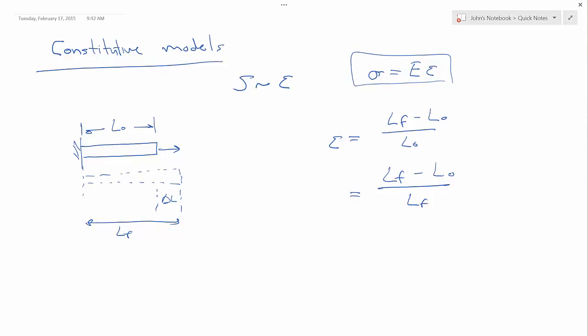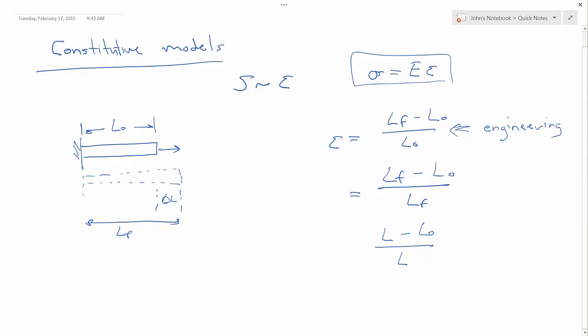What if I decided to normalize it by the instantaneous length during deformation, so the length divided by the original length over the instantaneous length during deformation? Is that a valid definition of strain? It is. It turns out there's an infinite number of valid definitions of strain, whatever I choose to normalize it by. The one we're most familiar with, this one, is what we call engineering strain. It's very important, and it's probably not been emphasized to you in your other classes.